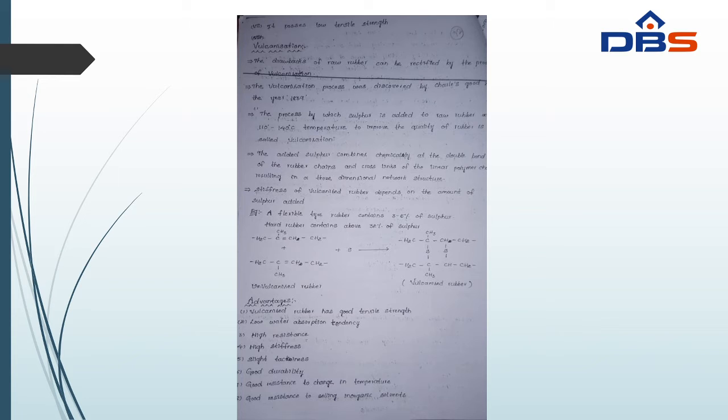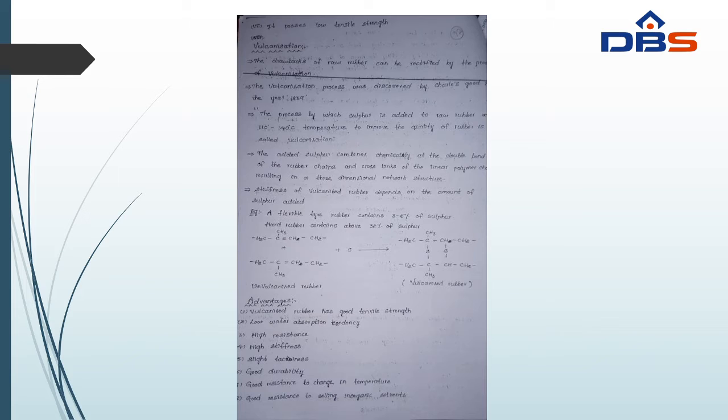The stiffness of vulcanized rubber depends on the amount of added sulfur. For example, a flexible tire rubber contains 3 to 5% of sulfur, but hard rubber contains above 32% of sulfur. That is the difference.